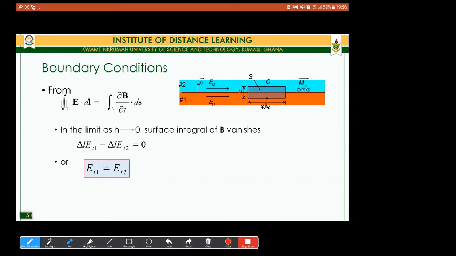And from the curl equation, curl of E equals minus ∂B/∂t, we get this equation when we integrate. That's the integral form, because we'll do the surface integral and then convert that to a line integral, and then we get the integral of E·dl equal to minus the integral of ∂B/∂t ds. So now as the height h approaches 0, we don't have a surface, we just have a line.